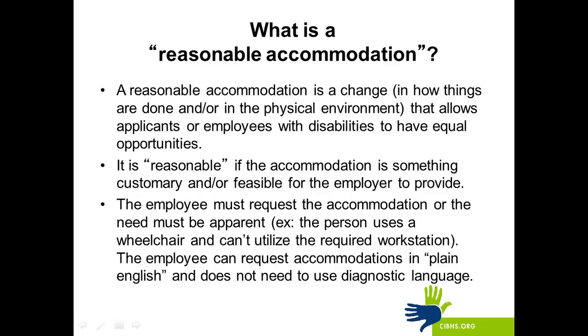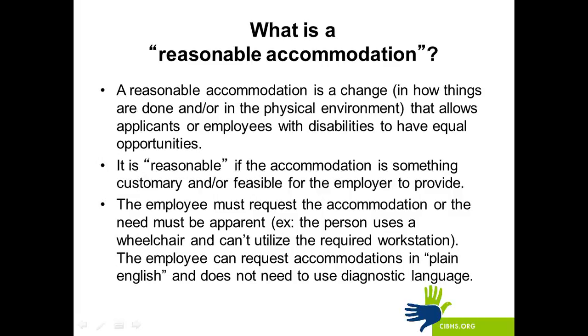The basics are that a reasonable accommodation is just a change in how things are done or in the physical environment that allows applicants, so this also applies to people when they're applying for jobs before they're even your staff, or employees with disabilities, to have equal opportunities to everything that the other employees do. It's considered quote-unquote reasonable if the accommodation is something that's customary or feasible for the employer to provide, and that's determined on a case-by-case basis.